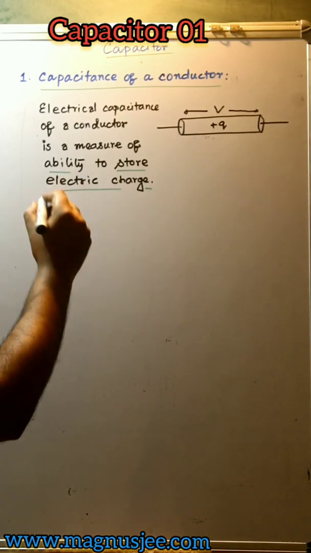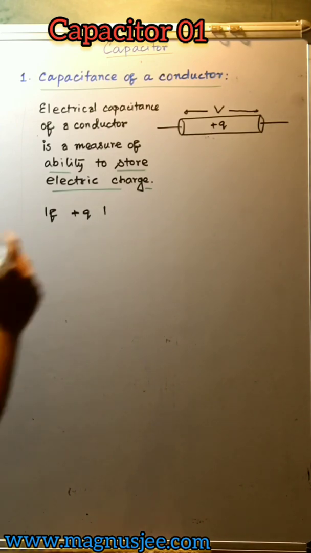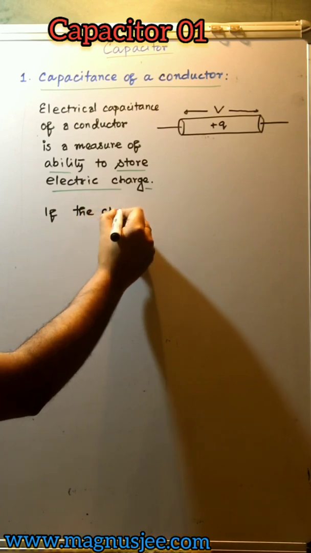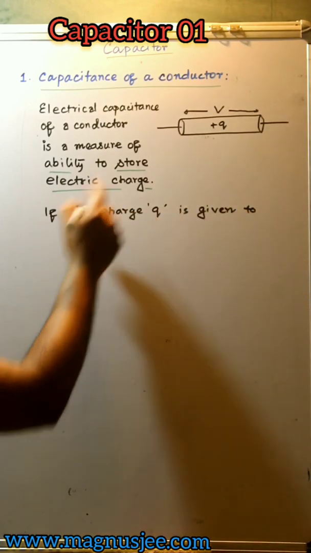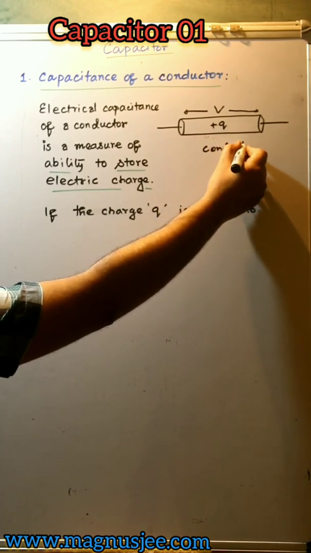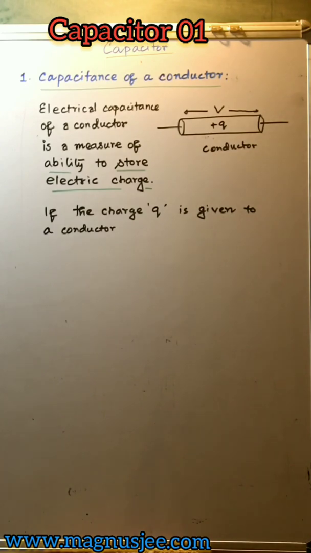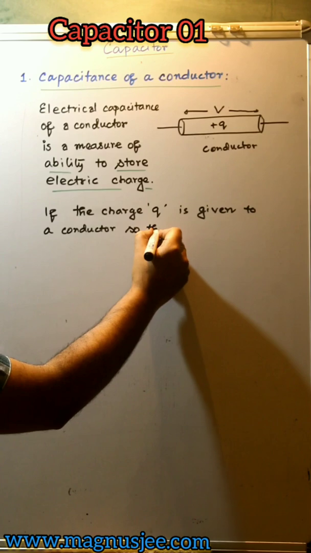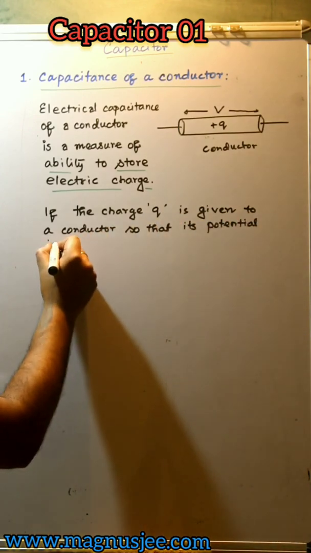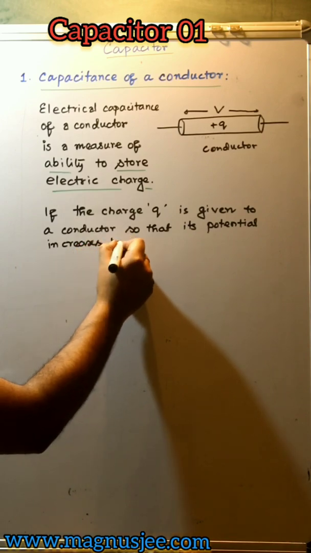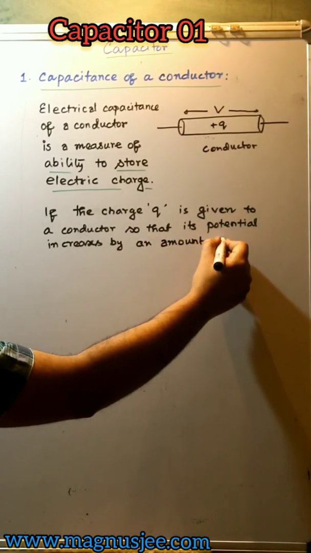So here in this diagram, if the charge plus Q is given to this conductor, so that its potential increases by an amount V, let V be the increase in potential or change in potential.